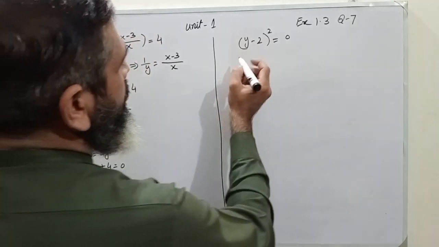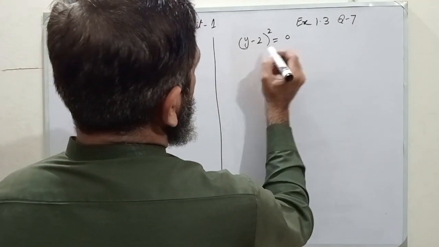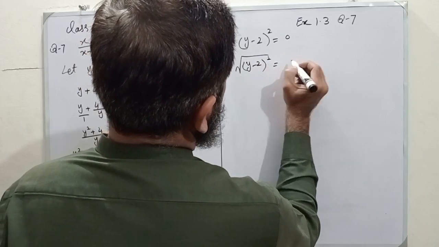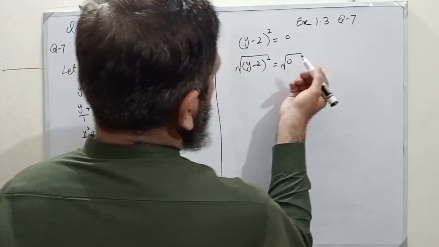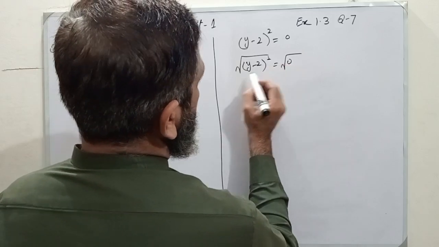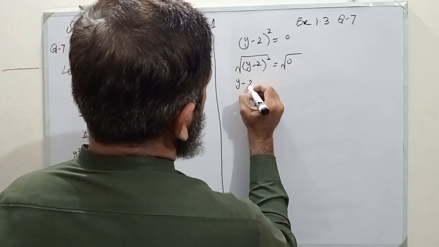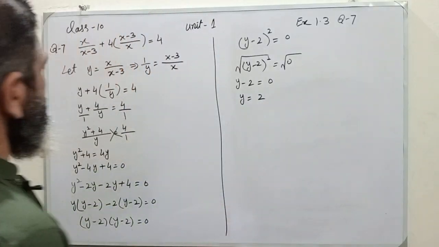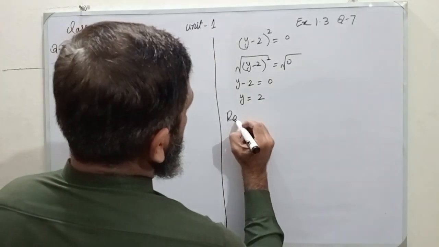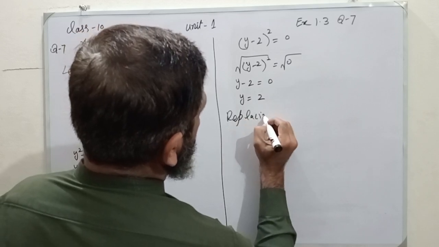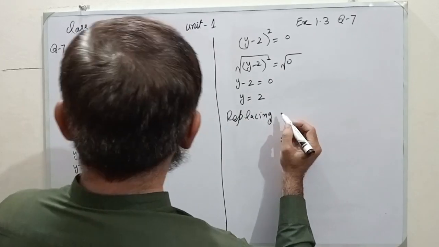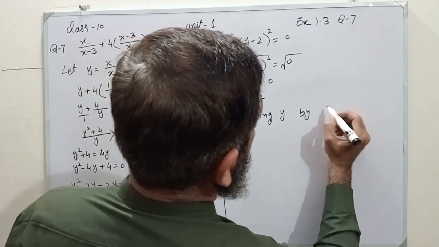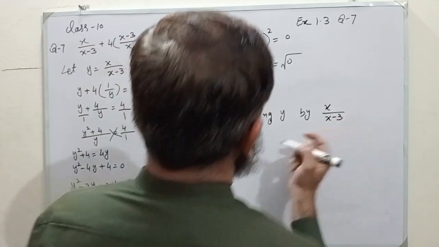If we take the square root on both sides, y minus 2 whole square is equal to 0, and the square root of 0 is also 0. So y minus 2 is equal to 0, y is equal to 2. So we will replace y by x over x minus 3.